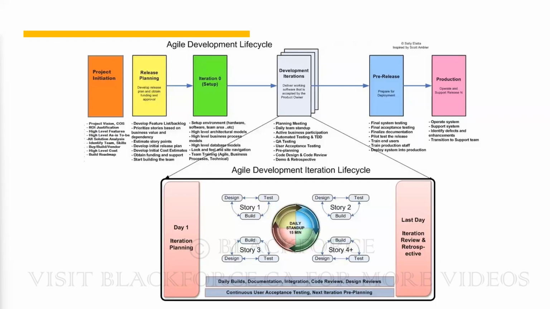So release planning is the first one, that minimal viable product. They'll say, okay, this is the minimal viable product. We want this phone to be able to make a phone call. They will get approval, then they will start iteration 0. So iteration 0 is what most organizations call sprint 0.